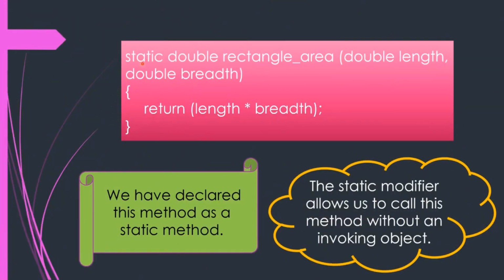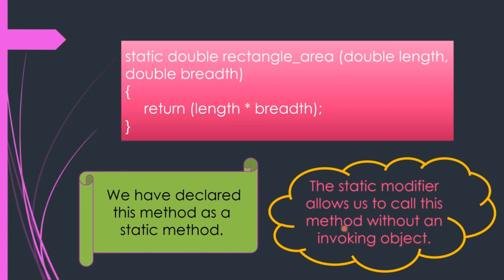We had left this keyword static for the last part, so now let us study about it. Basically, by placing this keyword static in the beginning of this method, we have declared this method as a static method. What does static method do? Basically, static method is related to static modifier. Static modifier allows us to call this method without an invoking object.